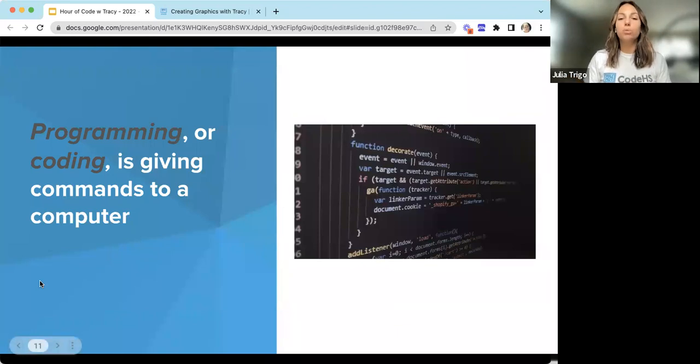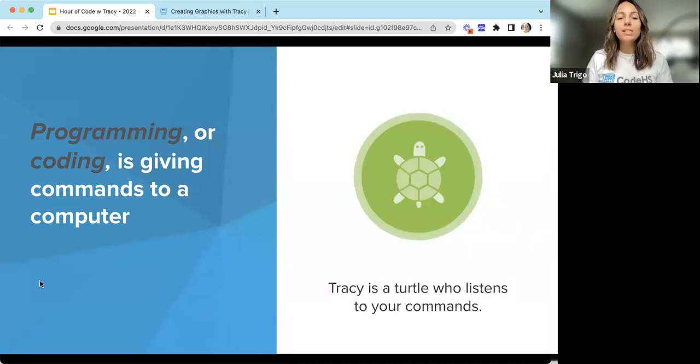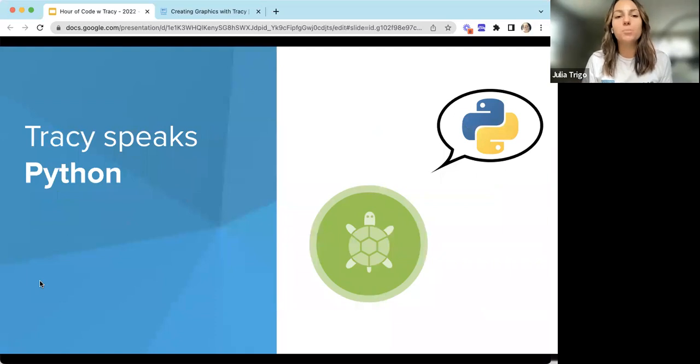In order to program or code, we need to give commands to a computer, right? That computer is only doing what we're telling it to do. So if we just start the program, nothing's going to happen. We need to give those commands. So Tracy is going to be this turtle who's going to listen to those commands that we give her, and she is going to act accordingly. Tracy only speaks Python.